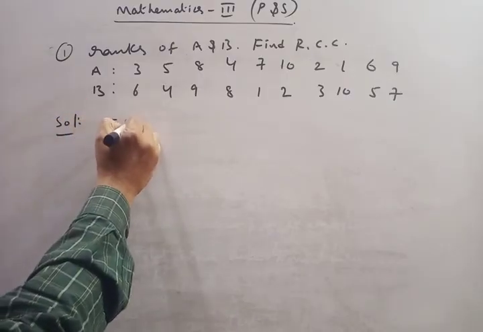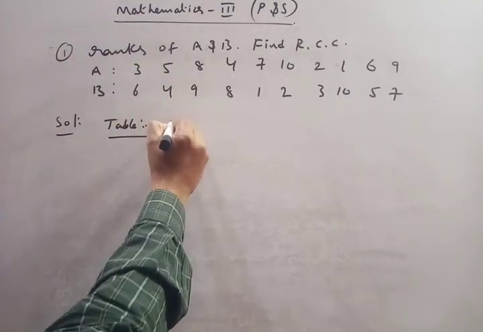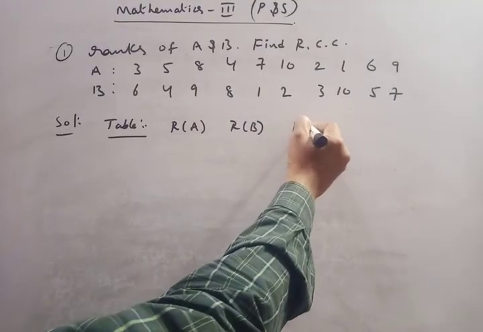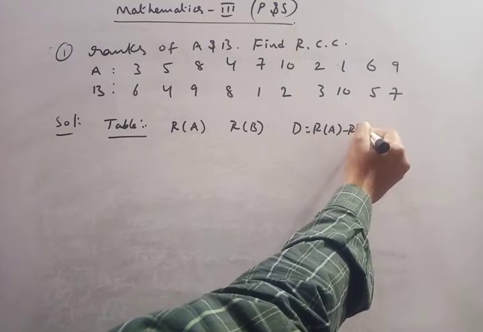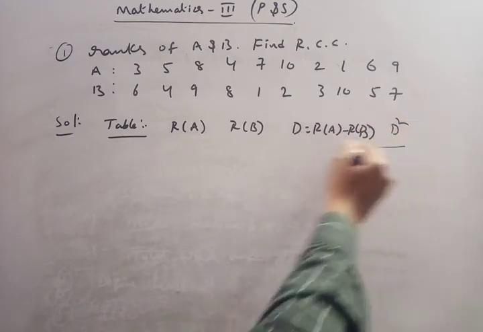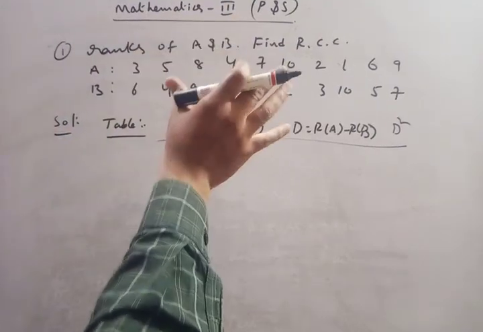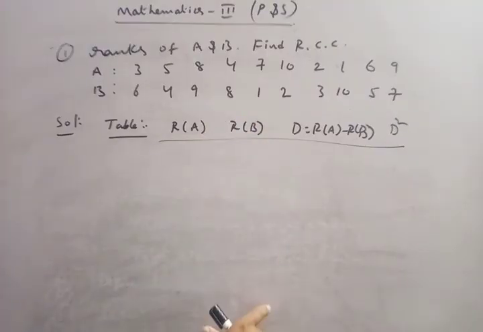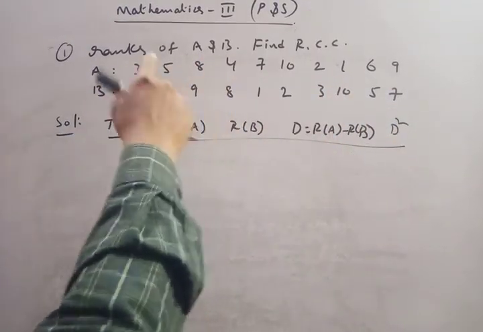See, in the table of the given data, we take the ranks directly, rank of A and rank of B. Then we calculate the D value, rank of A minus rank of B, then we find D square. Generally, for a long answer, he will give you data, marks, and then we have to assign the ranks, then rank of B, then D value, D square. But here he gave you the ranks directly.